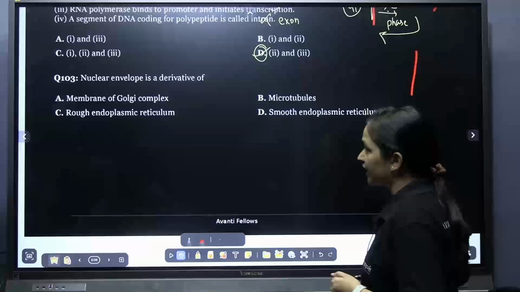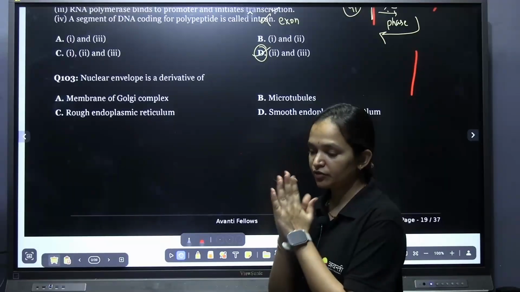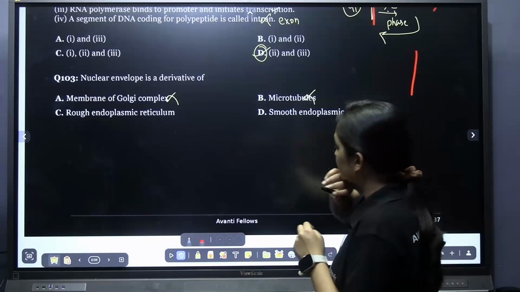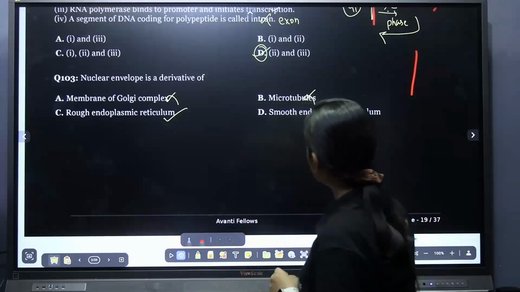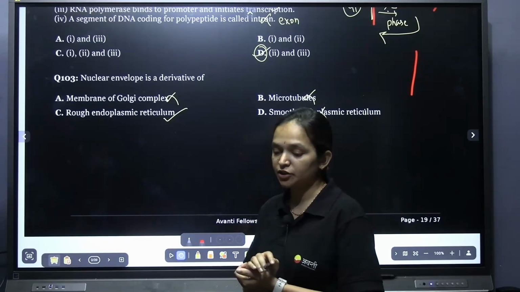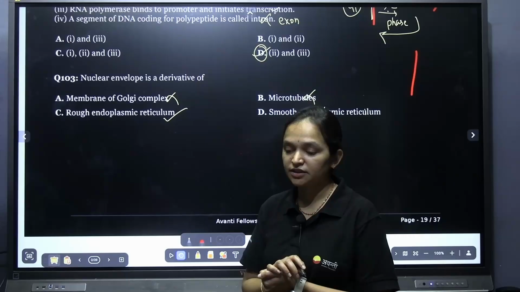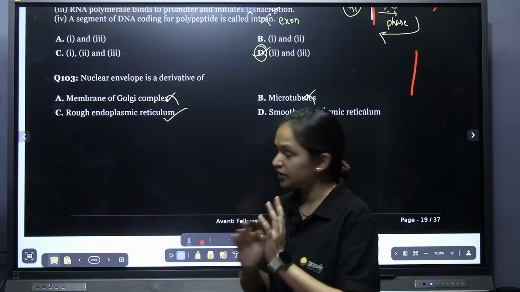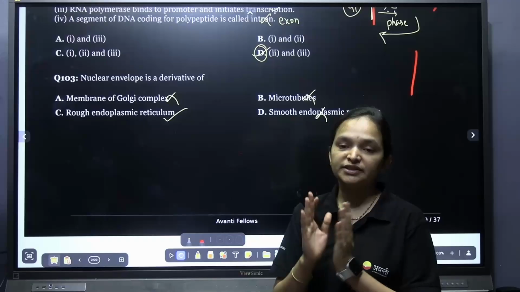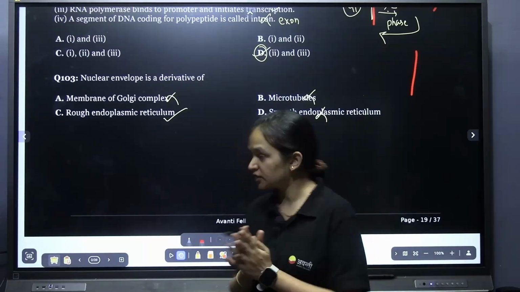Okay. Nuclear envelope is a derivative of. We have already solved this question. Which one is it a derivative of? Is it Golgi complex? No. Microtubules? No, it's a cytoskeleton. Rough endoplasmic reticulum, yes. And smooth endoplasmic reticulum? No. It is rough endoplasmic reticulum. The rough endoplasmic reticulum is continuous with the nuclear membrane. When the nuclear membrane fragments during cell division, how does it form? Actually, it forms from the endoplasmic reticulum. The composition and components are almost the same in the nuclear membrane as well as in the endoplasmic reticulum. Understanding this much? C is the right answer.